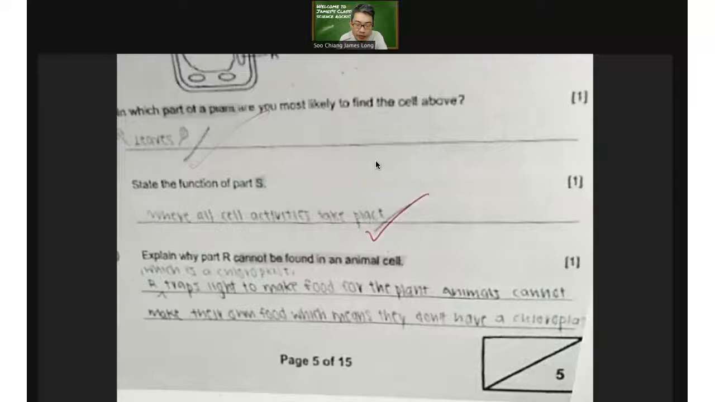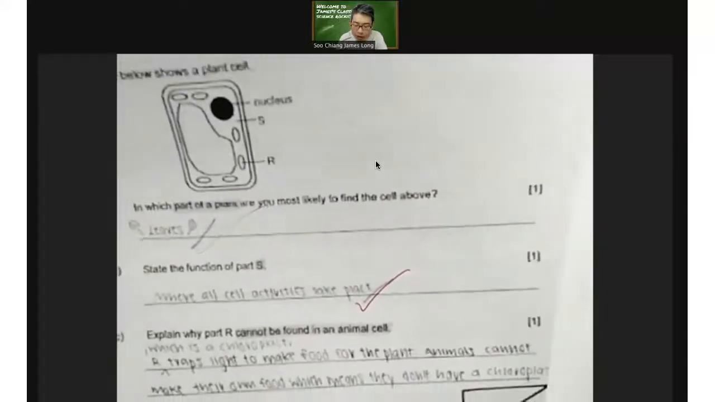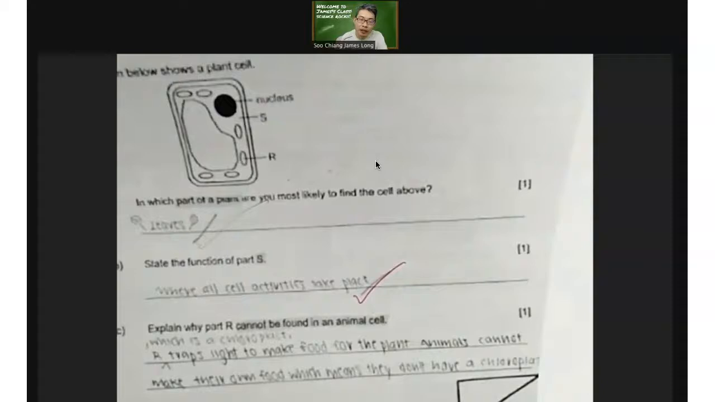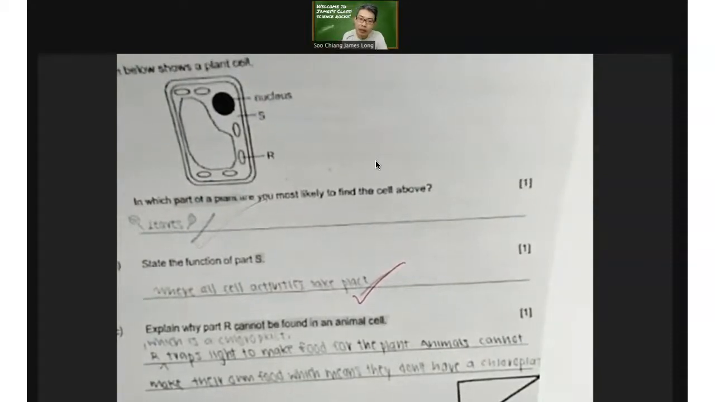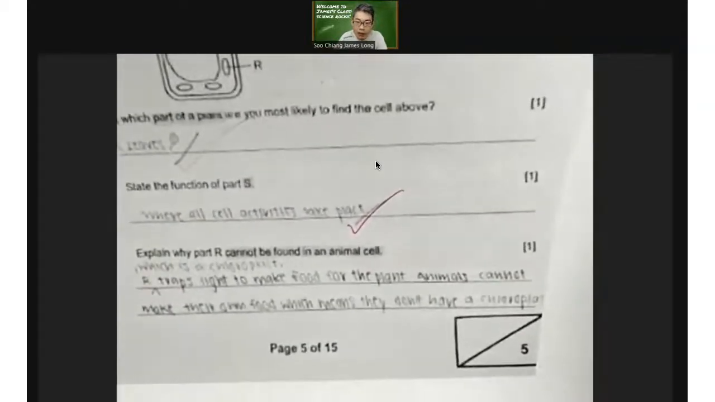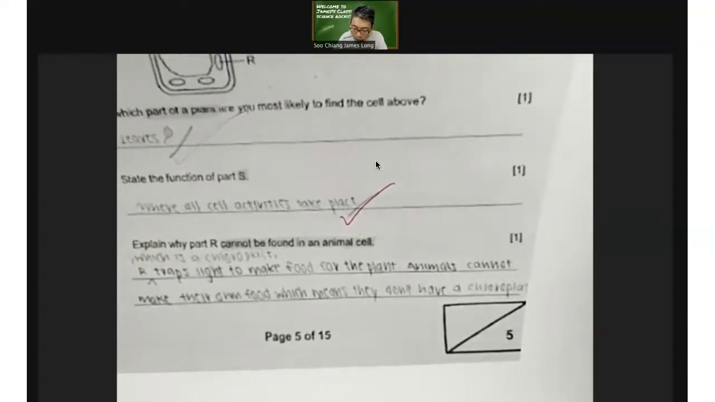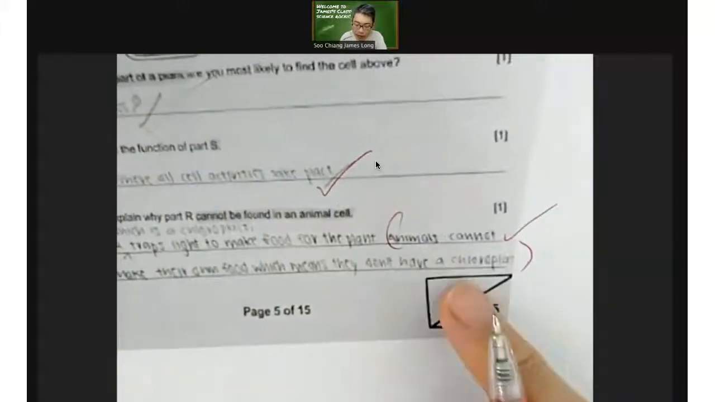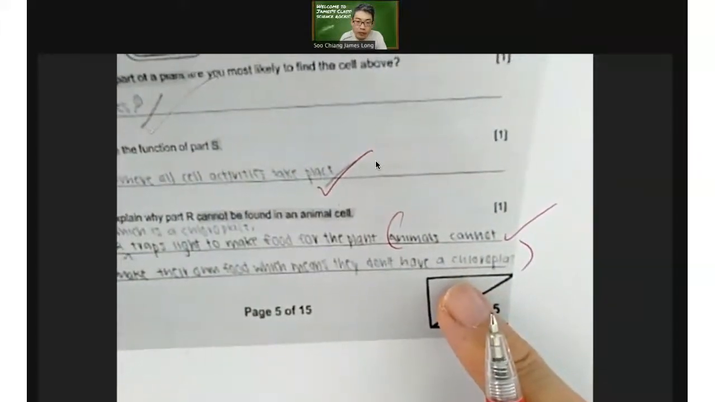Explain why R cannot be found in an animal cell. Now R is chloroplast. Chloroplast contains chlorophyll. So the only organisms that can make food are plants. Alright, animals do not contain chloroplast. So animals cannot make their own food because they don't have chloroplast. Alright, this is the answer.